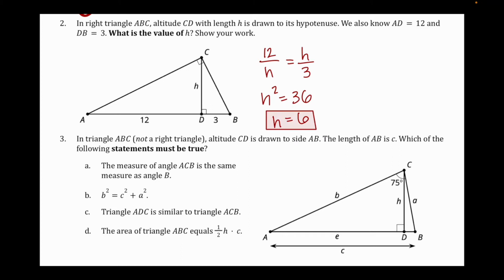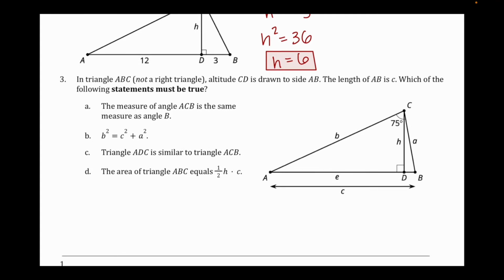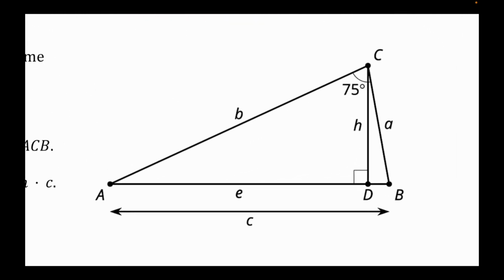Now for question 3, we have triangle ABC, which is very specifically not a right triangle. Altitude CD is drawn to side AB, and the length of AB is C. Which of the following statements must be true? So let's zoom in on our diagram here a little bit. Here's H. That does make a right angle, but the triangle itself is not a right triangle. It just has a 75-degree angle here. This whole hypotenuse, well, it would be a hypotenuse if it was a right triangle, but it's not, so it's not a hypotenuse. This whole side length is C.